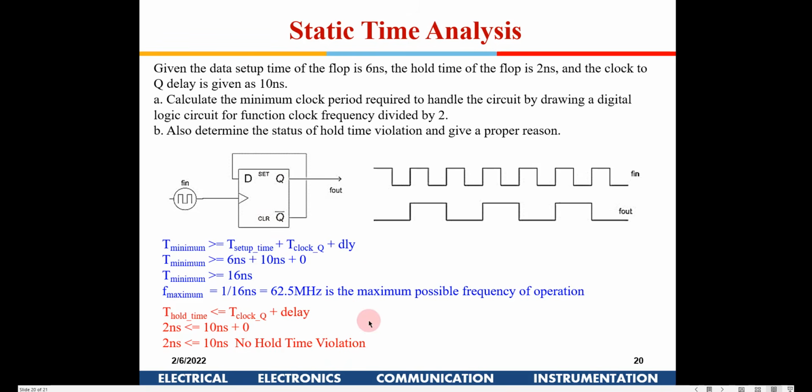So these are the kind of analysis which you need to do, right?